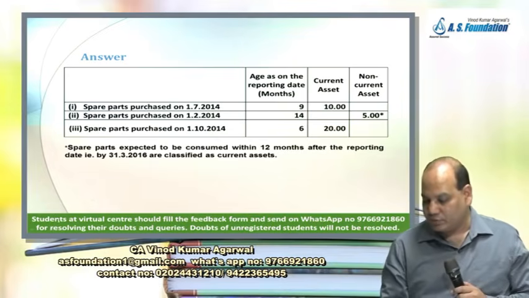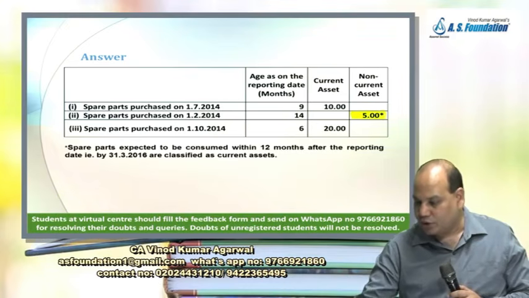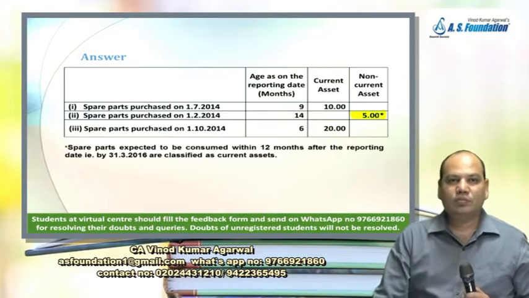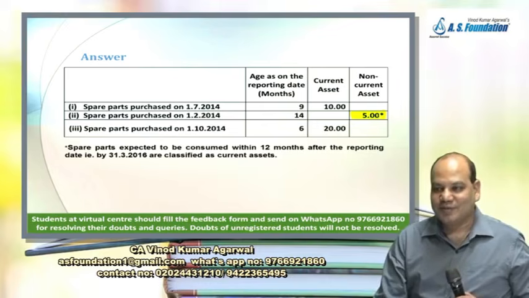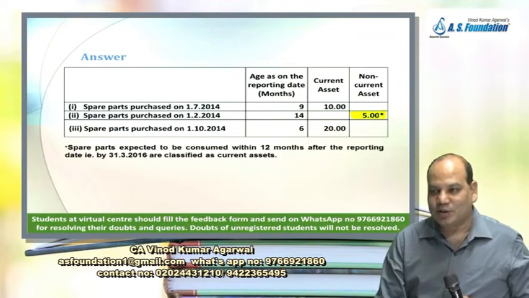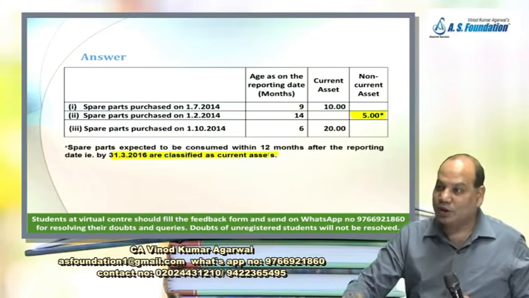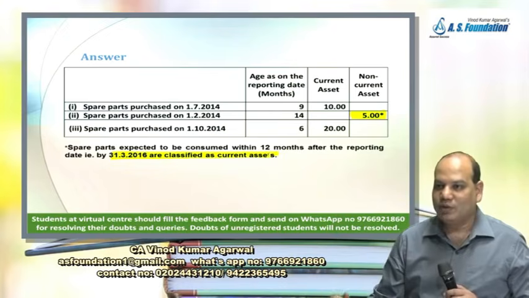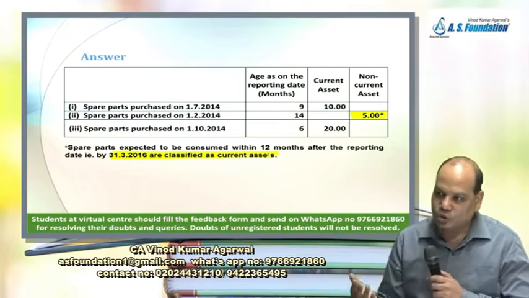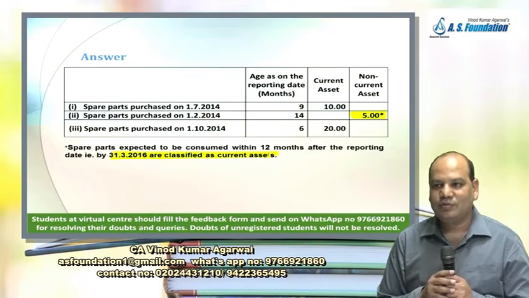So for this small case study, you have to write both the answers. You have to write that if it is expected to be consumed within 12 months from the reporting date, then we will classify it as current. However, if it is not expected to be consumed within 12 months from the reporting date, then we will classify it as a non-current asset item. Okay, now we will continue tomorrow.